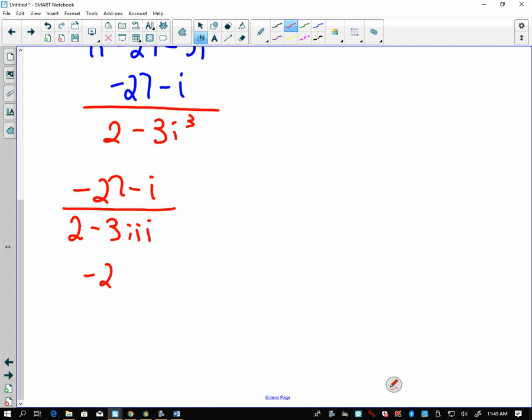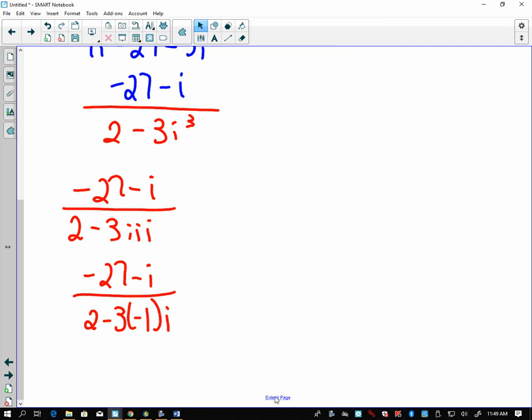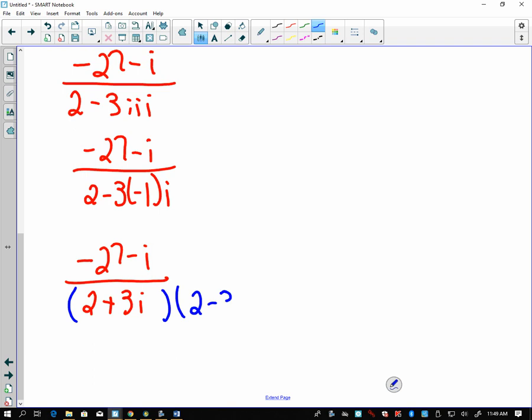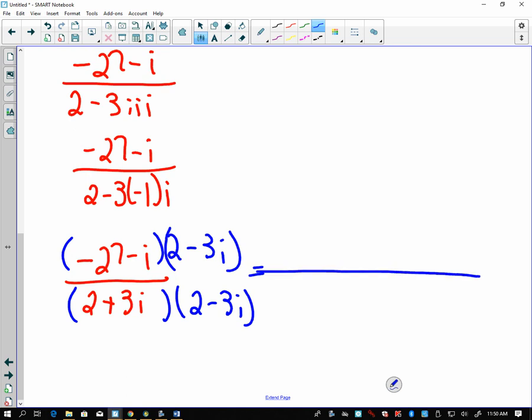Negative 27 minus i over 2 minus 3 times negative 1 times i. Pulling it down again. Negative 27 minus i over 2 plus 3i. Now we're not done yet. A lot of people will stop here if they can. We're not done. Because what we want to do is multiply by the conjugate of 2 plus 3i. That's going to give me 2 minus 3i over 2 minus 3i, which means we are going to end up foiling.